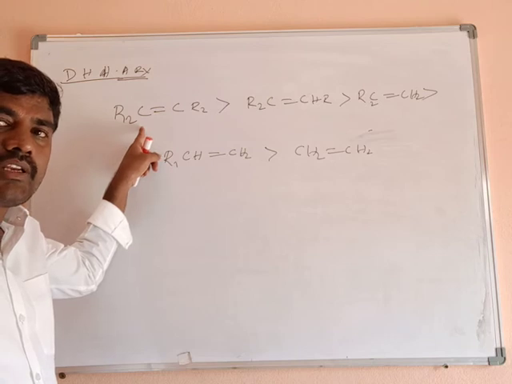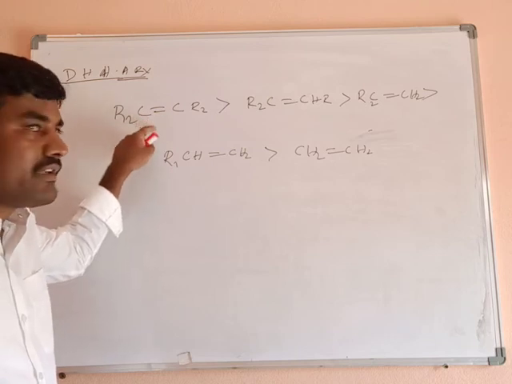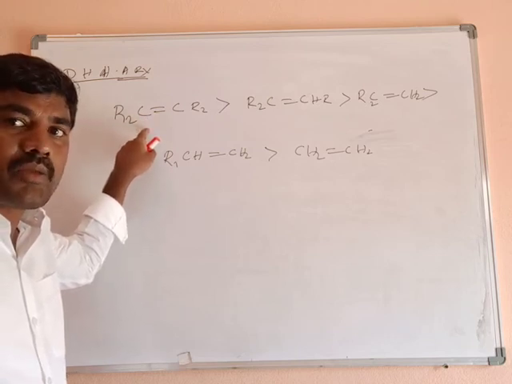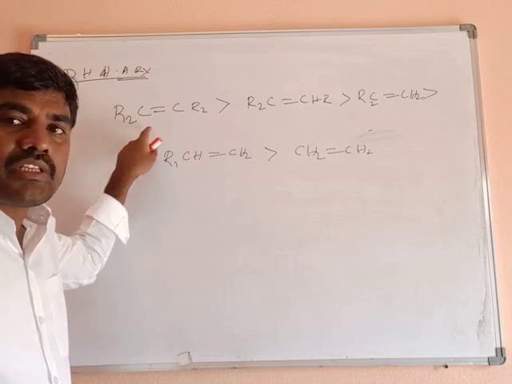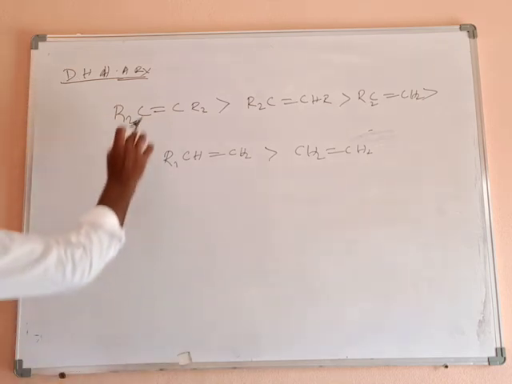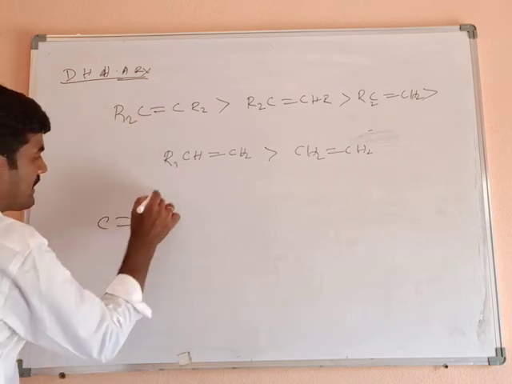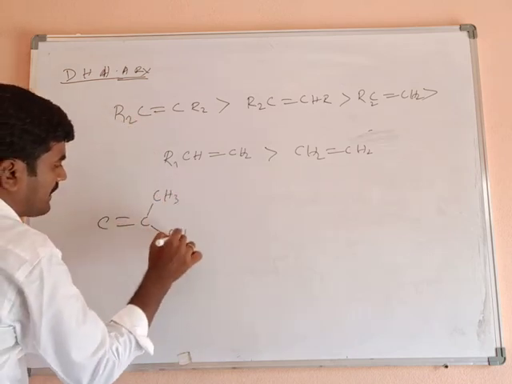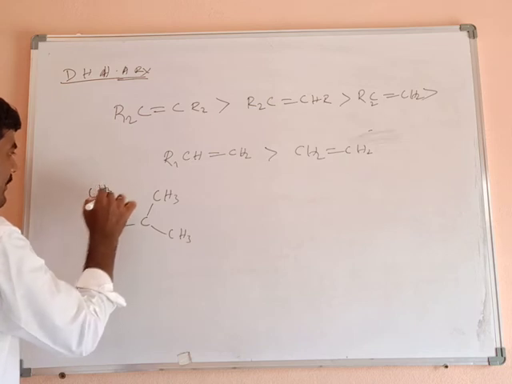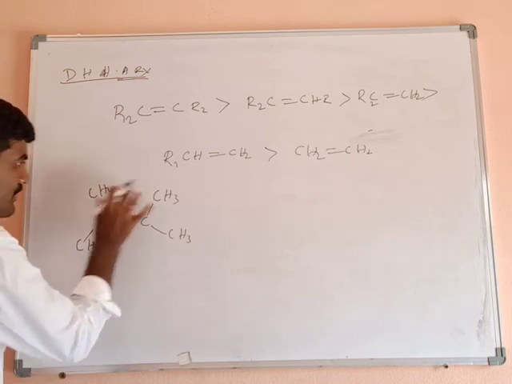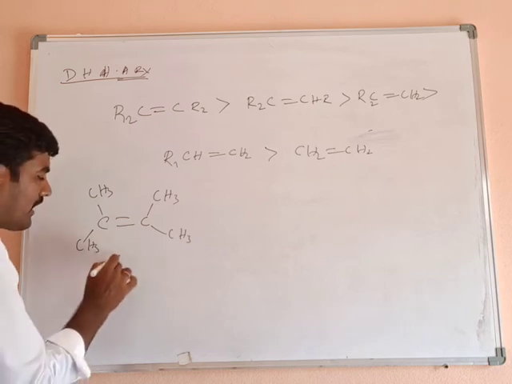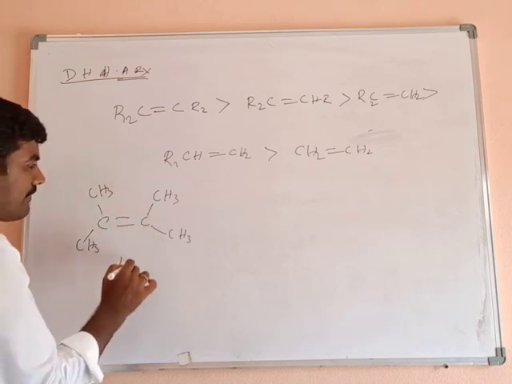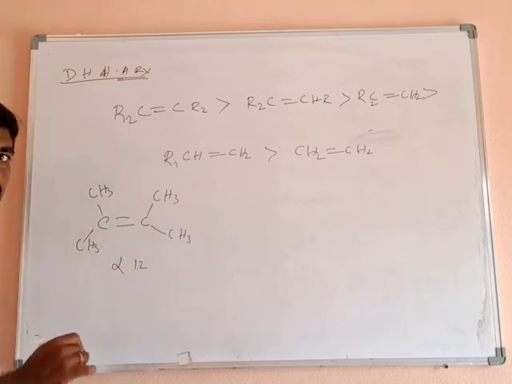For example, by dehydrohalogenation we will get this product. It is more stable because the number of alpha hydrogens determines the stability of alkenes. For example, the first one, C double bond C with CH3 groups. How many substituents are there? Four substituents are there on this alkene, so it is a more substituted alkene. How many alpha hydrogens are there? 4 times 3, 12 alpha hydrogens are there, so it is more stable.